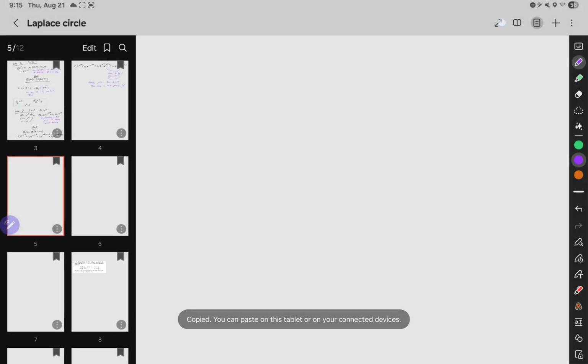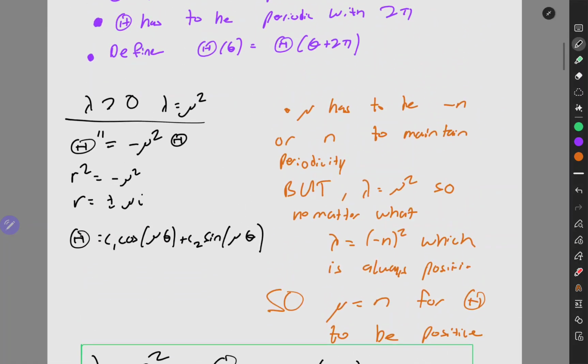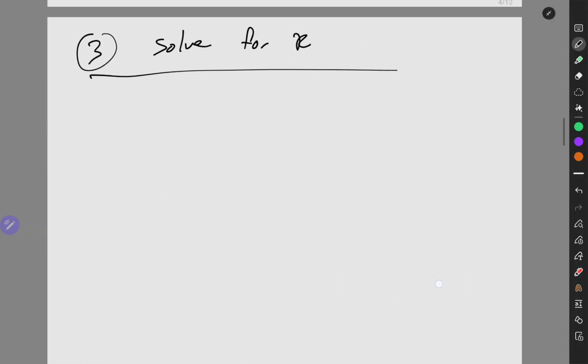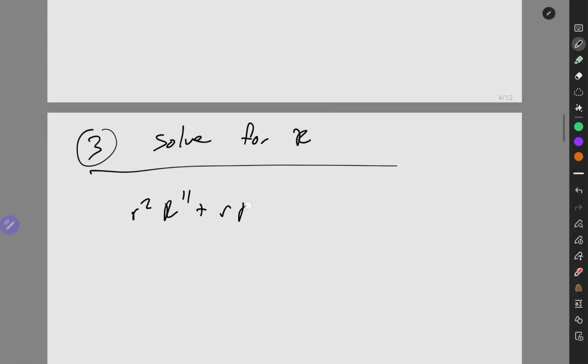So what we need now is the next step, step 3, which is solving for the other variable. In this case, it is r. What was the formula for r again? Oh, I remember what it is. It is r squared r double prime plus r prime, because it follows the formula for an Euler equation. That's how I remember it. Minus lambda r equals 0.